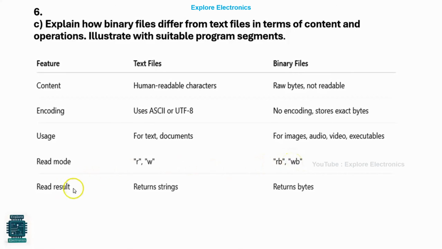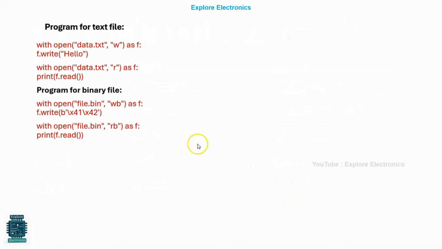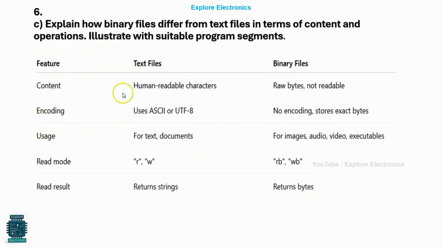Clear? After that, text files return string values because it is a text file. In binary files it returns bytes. Whatever is there in the binary files, it will return in bytes form. Clear? After that, the next question, they have asked something. Illustrate with suitable program segments.